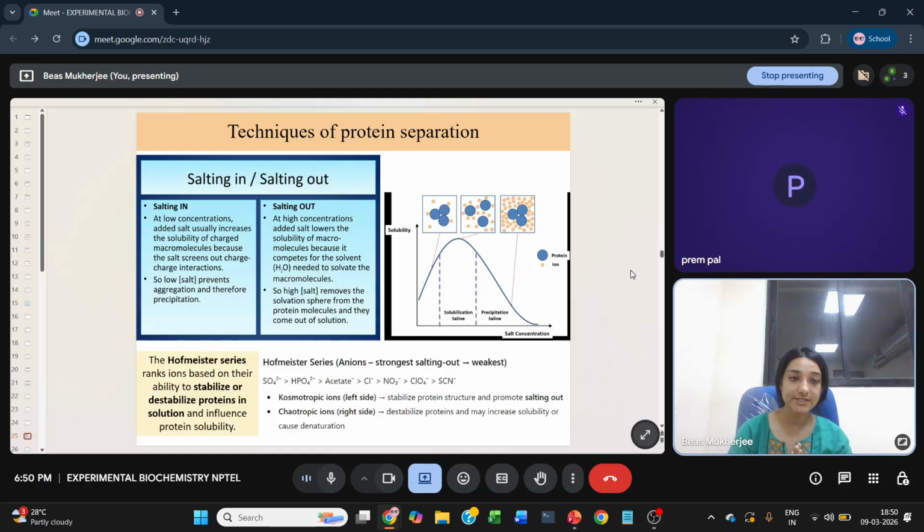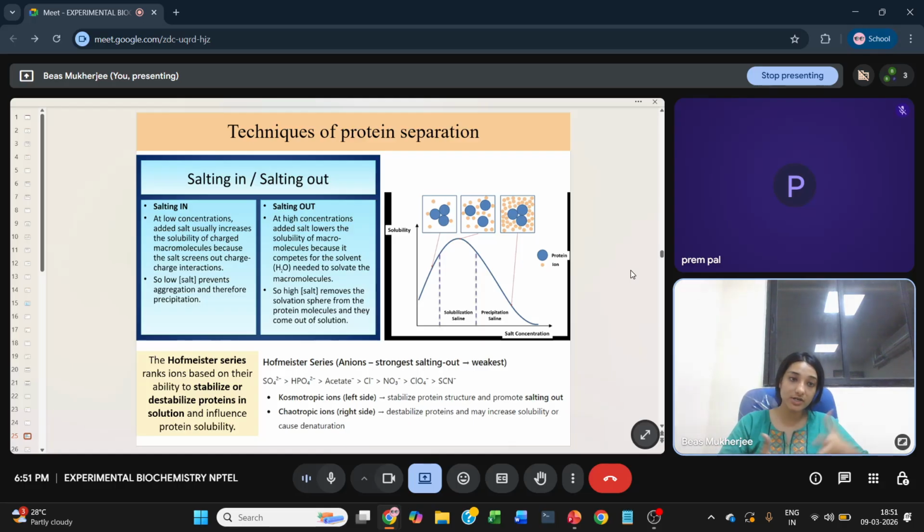Now, interestingly, when you're adding a very little amount of salt to the protein, what is happening? At lower concentration, this is called salting in. So what happens is this salt is allowing the protein to interact more with water and be more soluble. Okay, so at lower concentration, added salt usually increases the solubility of the charged macromolecule because the salt screens out charge interactions. So low salt prevents aggregation and therefore prevents precipitation of the protein.